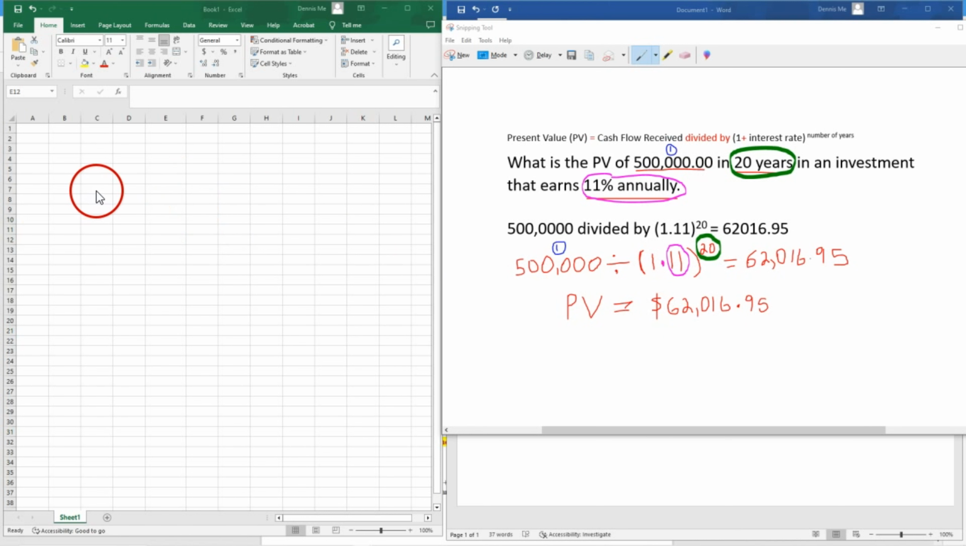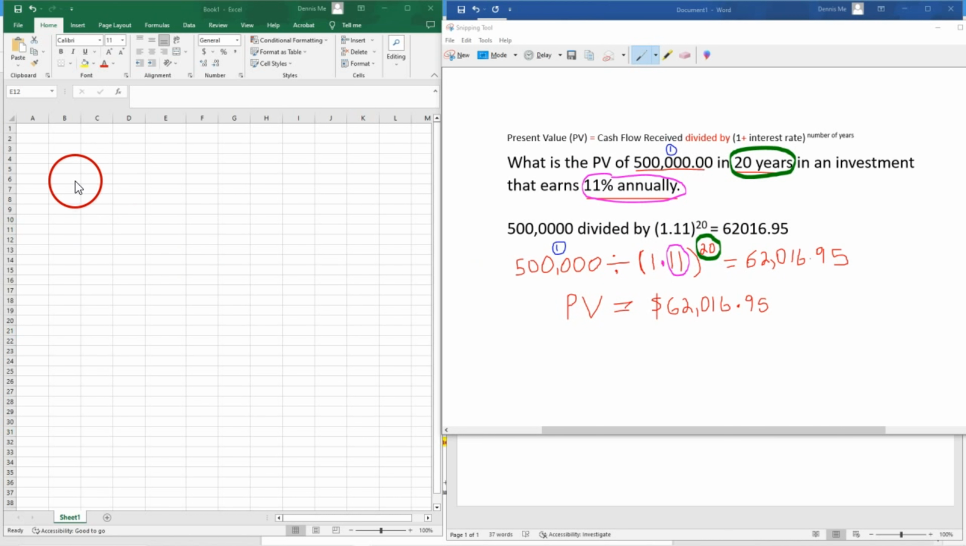Now, I've said all of that to show you how to determine this using Excel. In my earlier video, we did both the Excel and the calculation. If you have the right calculator, you could just key in 500,000 divided by 1.11, where 0.11 represents the 11%, raised to the power 20, and you say the present value of this money is $62,016.95. Let's do this calculation in Excel.